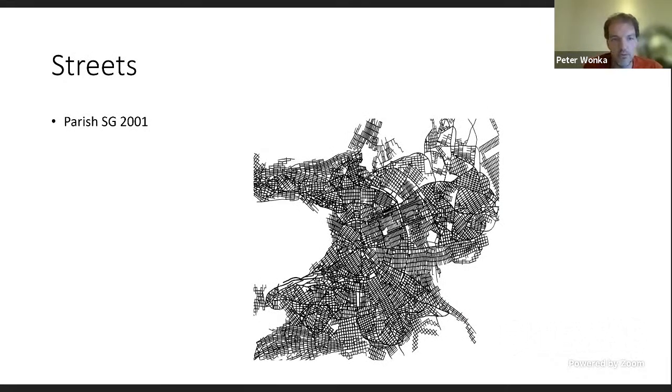So from SIGGRAPH 2001, the original CityEngine paper had a lot of content about street graph generation. And street graphs are a graph generation problem, a graph synthesis problem, which is nice because it's a unique type of problem. It's 2D, it's a graph, but at the same time, it has a spatial embedding component to it.